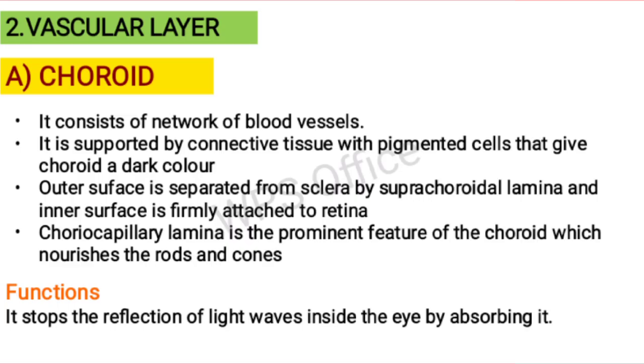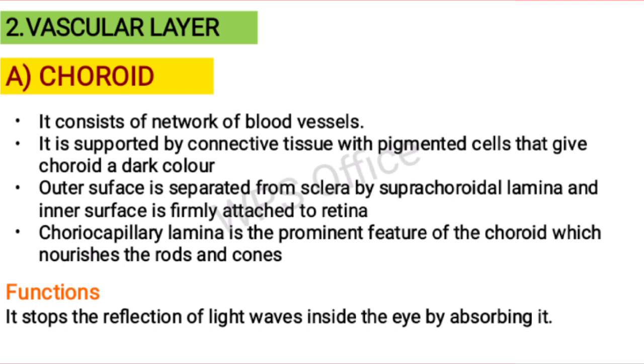The second layer is the vascular layer. Vascular layer means that area is highly supplied with blood vessels. We also call the vascular layer the uveal tract. The uveal tract contains three main parts: choroid, ciliary body and iris. So what is the choroid? The choroid is the most blood-supplied area.